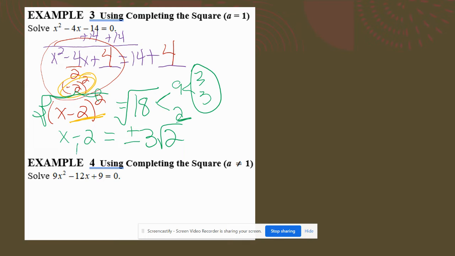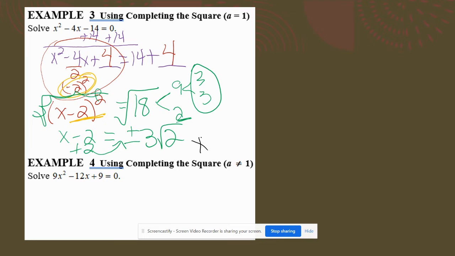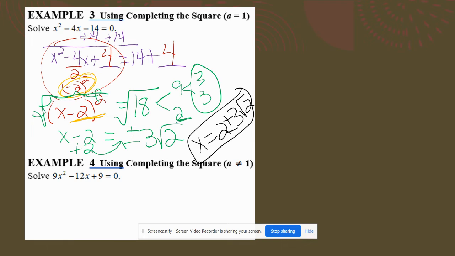My last step then would be to add 2. And remember, we slide it in front of that plus minus so that our final answer should be x equals 2 plus or minus 3 square root of 2. Let's try another one.